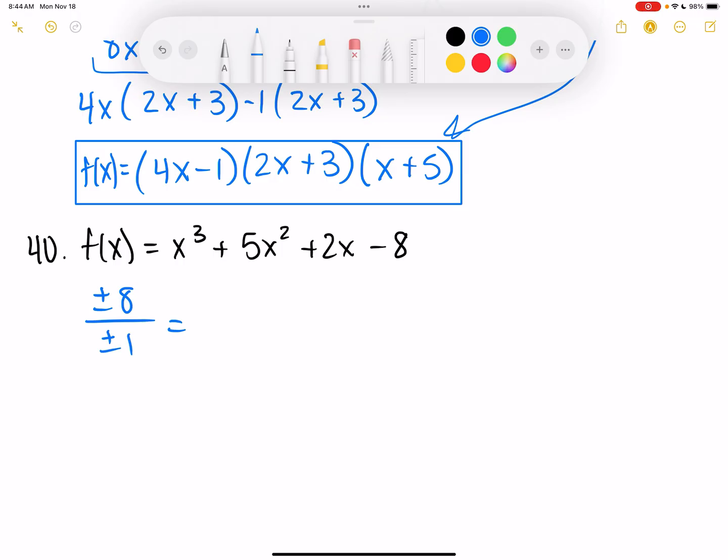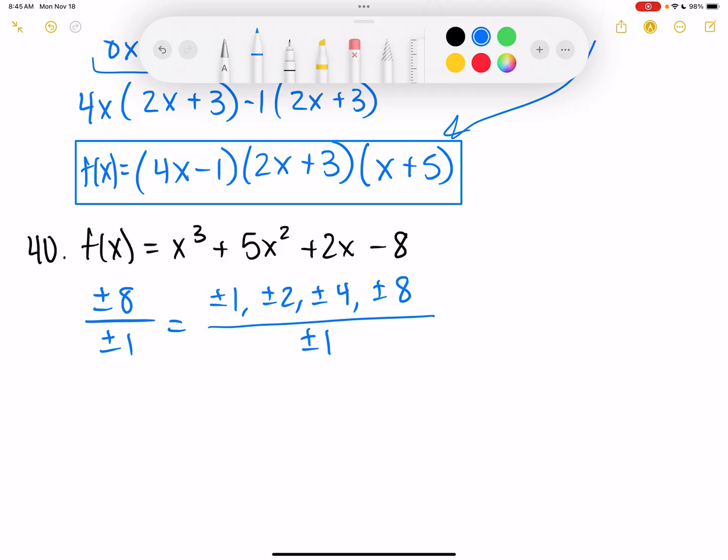And then I need different factors of 8. Okay? So I know 1 times 8 and 2 times 4, there aren't any more. So what we write is plus or minus 1, plus or minus 2, plus or minus 4, and plus or minus 8. And then we would do the same thing on the bottom. Since it's just 1, it's just plus or minus 1.